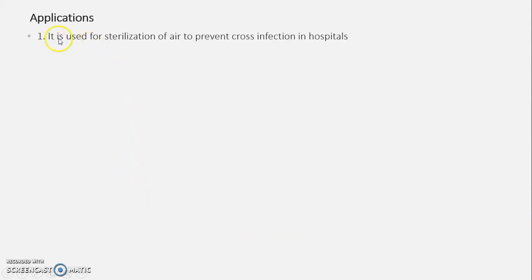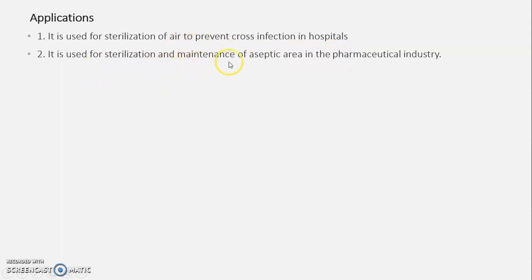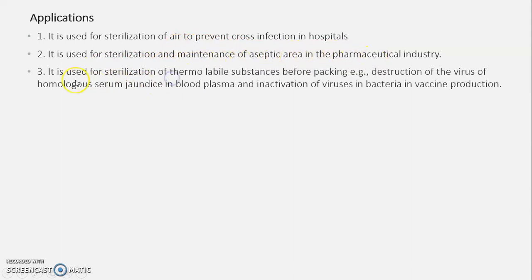Application of UV rays. It is used for the sterilization of air to prevent cross infection in the hospitals. It is used for sterilization and maintenance of the aseptic area in the pharmaceutical industry. It is used for the sterilization of thermolabile substances before packing, destruction of viruses, homologous serums, jaundice virus in the plasma, inactivation of the viruses and bacteria in the vaccine production.